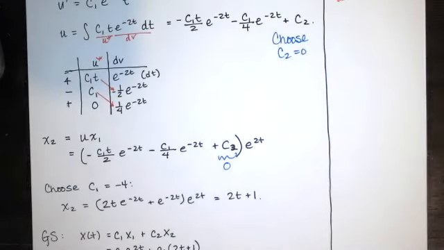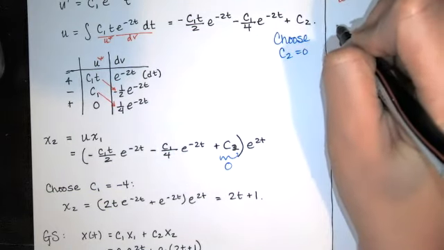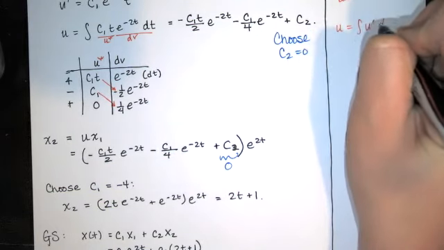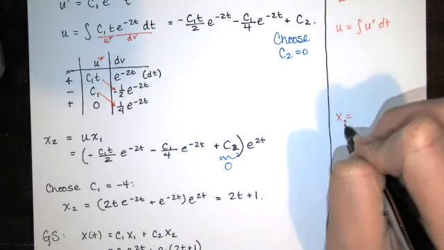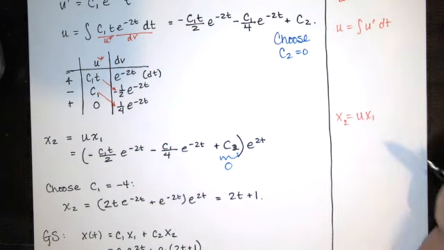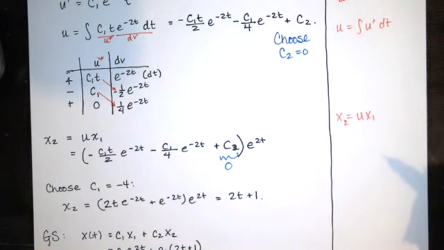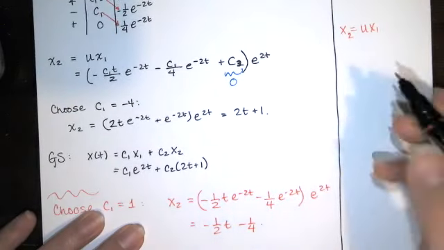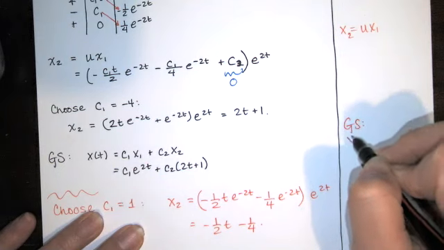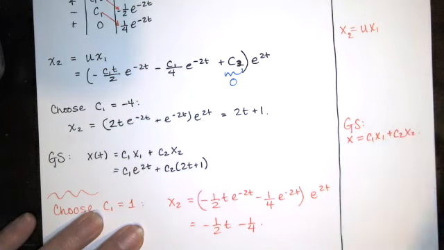So that's it. We replaced the w with u prime. We anti-differentiate u prime to get u. Then we say that x sub 2 is equal to u times x sub 1, or the second solution is equal to u times the first solution. And then you weren't asked for the general solution, but the general solution is C1 times the first solution plus C2 times the second solution.